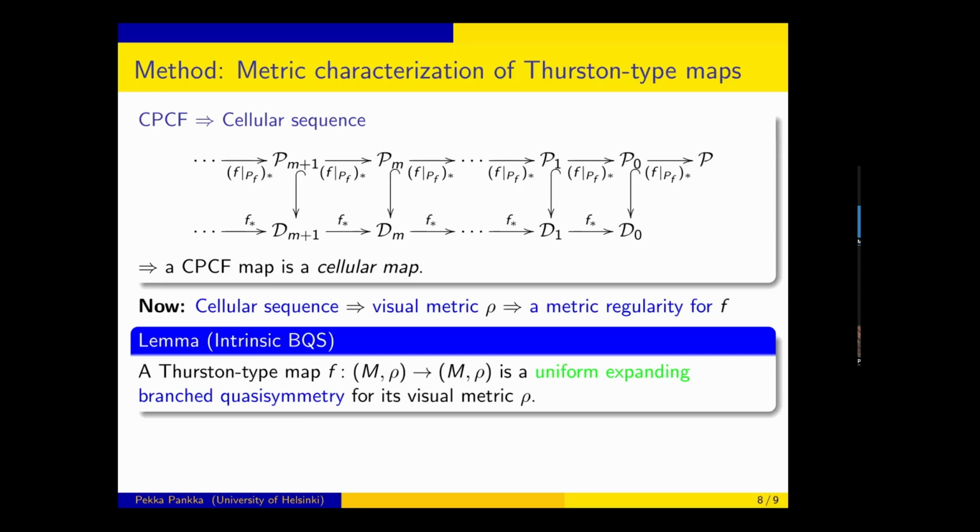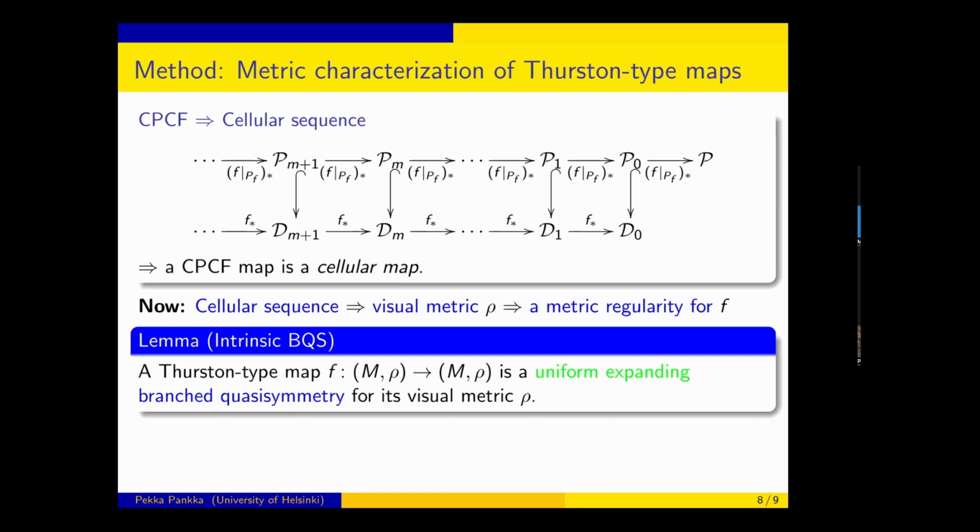But what I find actually extremely interesting in this context is that from the visual metric, you get an intrinsic metric regularity for the original dynamics. Because the Thurston map we have is just defined in terms of topology, it's just a topological definition. But when you have the visual metric, you have this lemma: the mapping is actually a uniformly expanding branched quasisymmetry, which is a metric property, when you are looking at the dynamics from the visual space to itself.